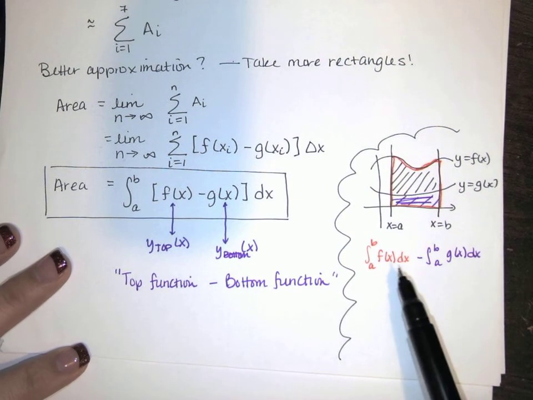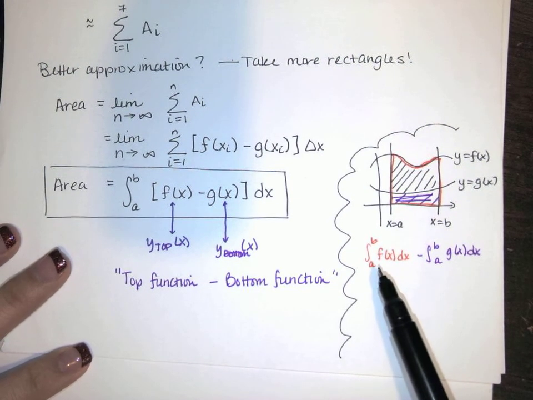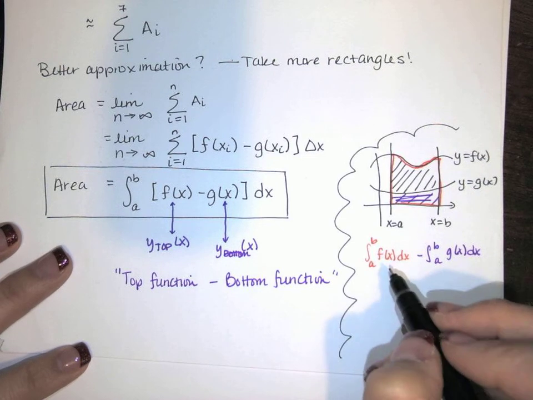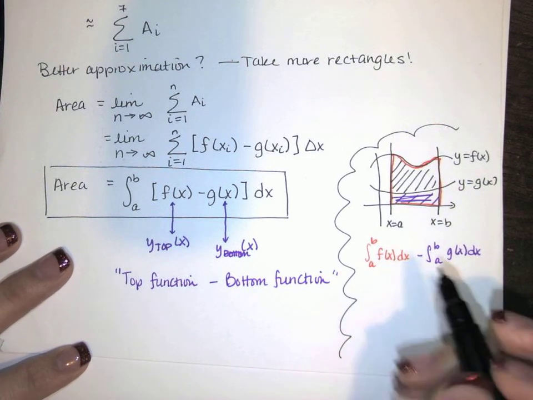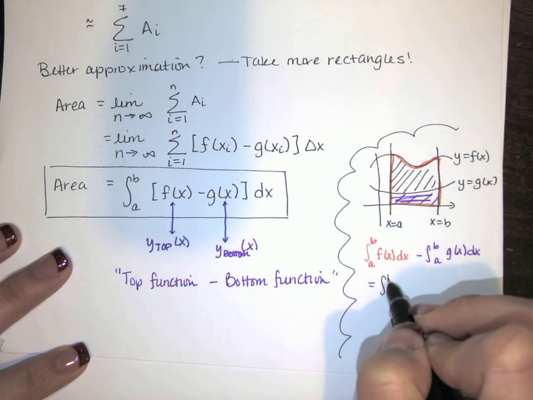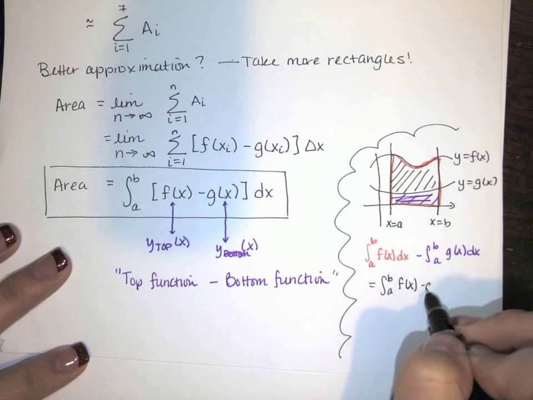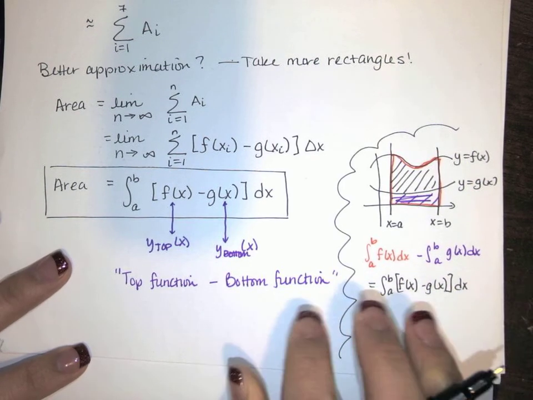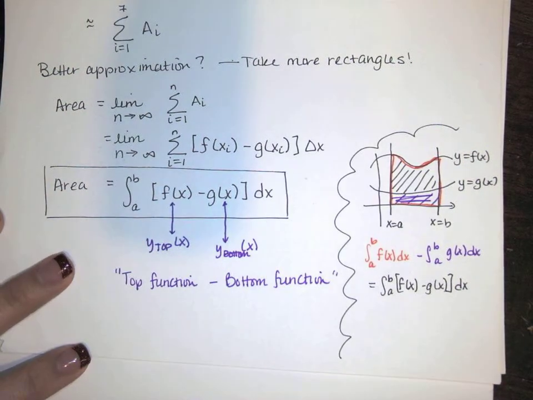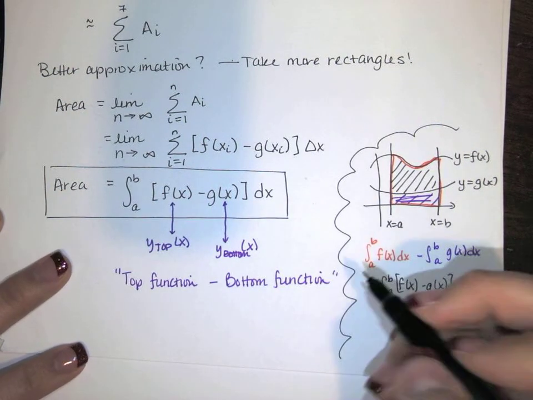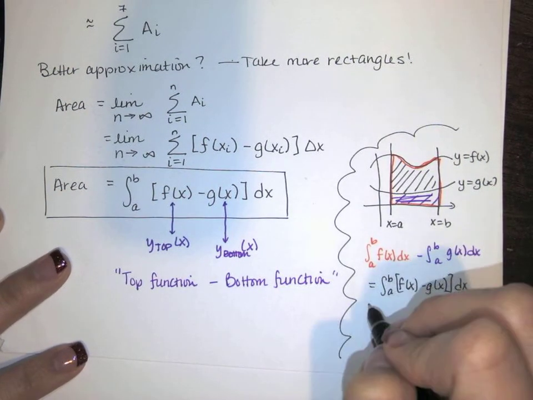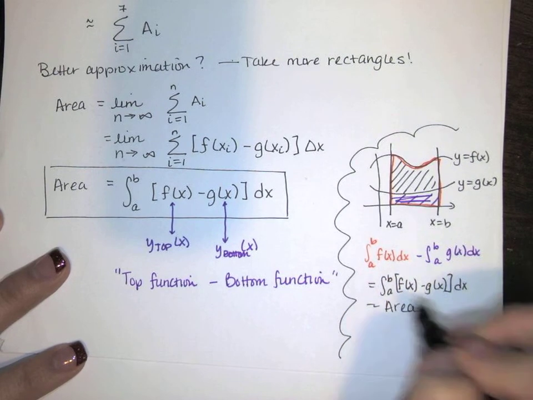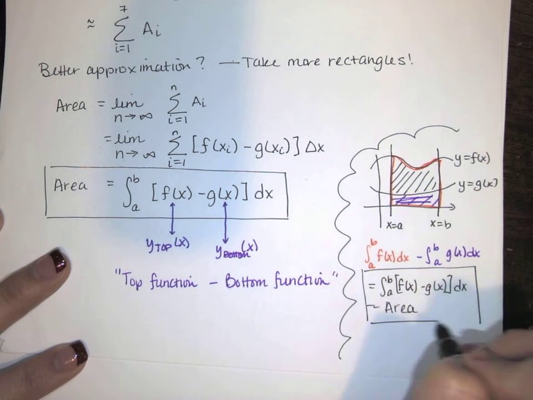Well, we know that if you've got two integrals and they have the exact same bounds, the integral of f minus the integral of g is the integral of f minus g. So it's a much easier way to come up with the same thing. But I wanted you to remember this Riemann sum because we're going to be using it again over and over again throughout the rest of this chapter.